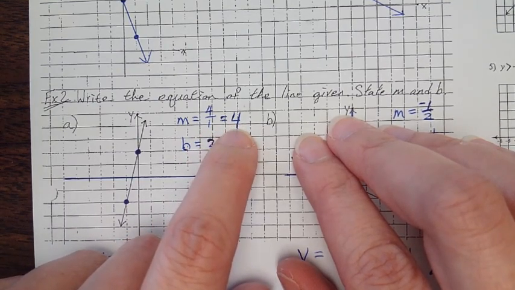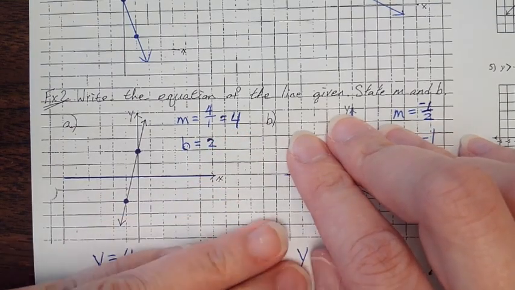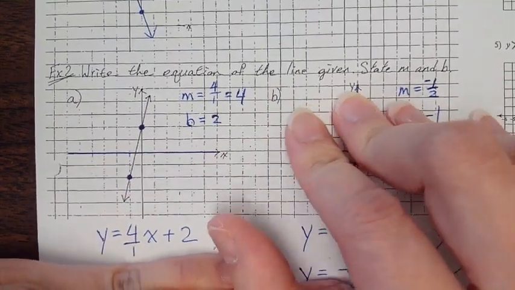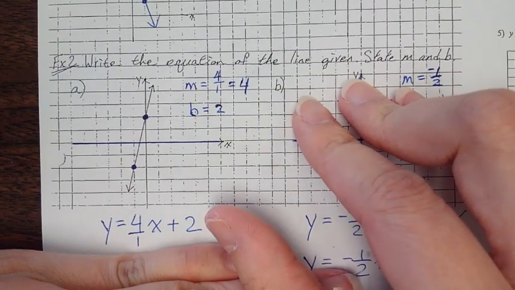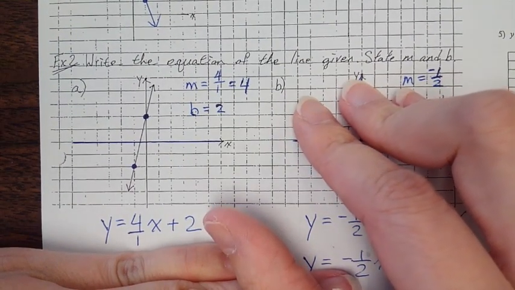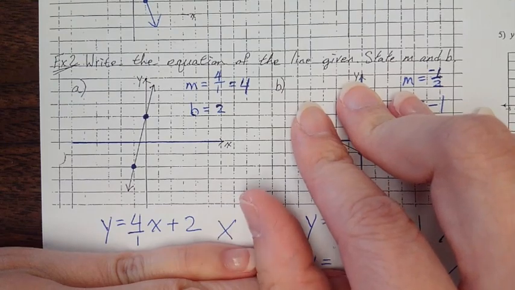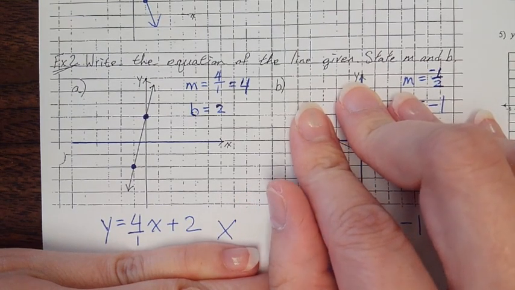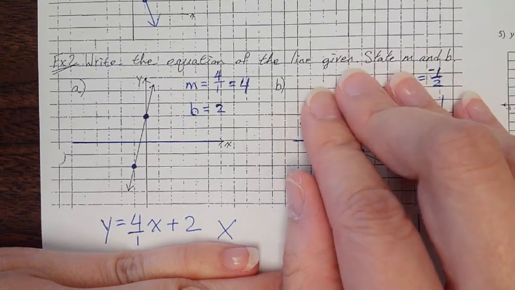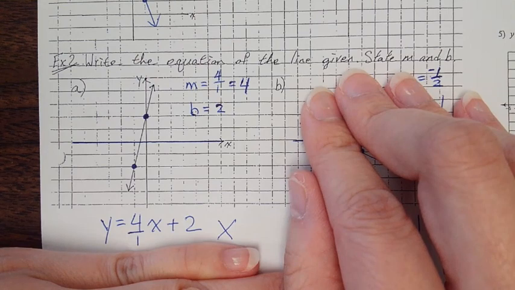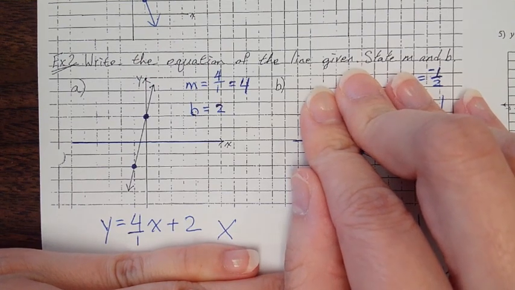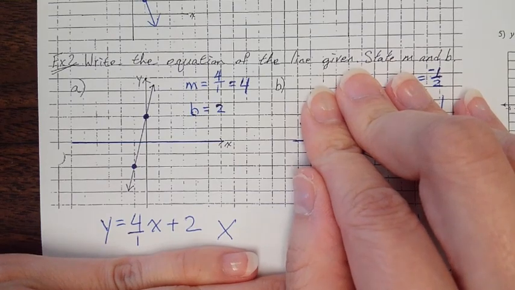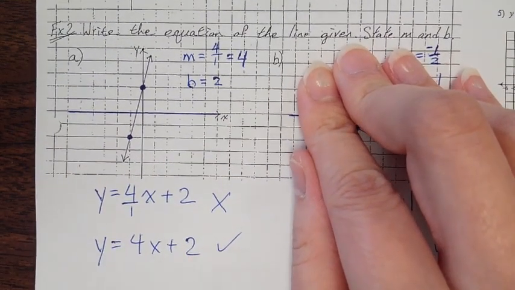When you write your equation, what's wrong with this? I have my m, I have my b. What's wrong with what I wrote right here? You'll get only half mark for this equation. y equals 4 over 1x plus 2. What's wrong with it? Yeah, it's 4x plus 2 because you can divide 4 and 1 each. Right. Simplify. You should always write your equation in simplest form.